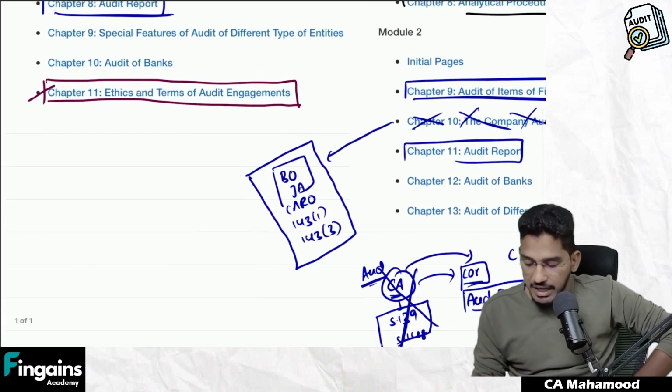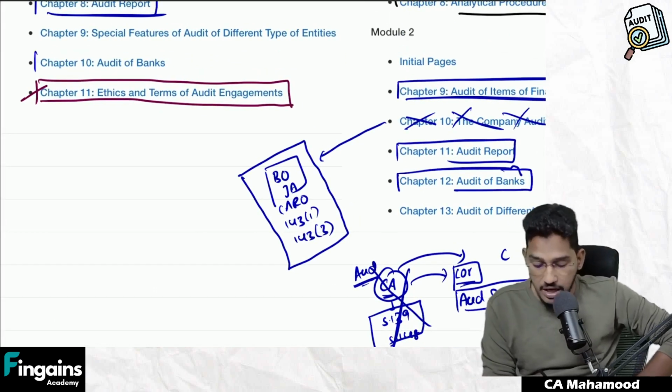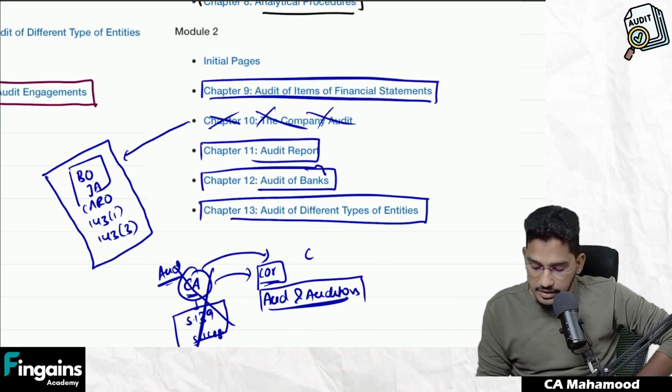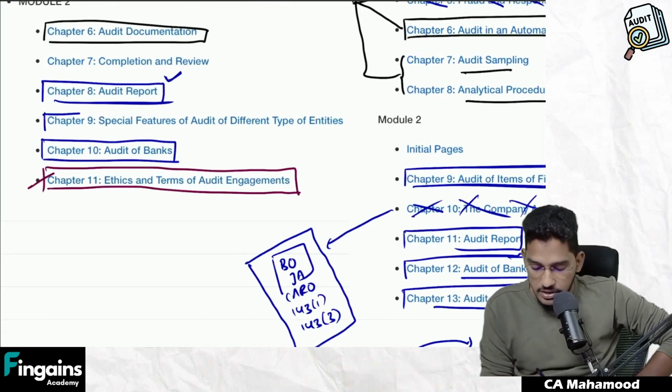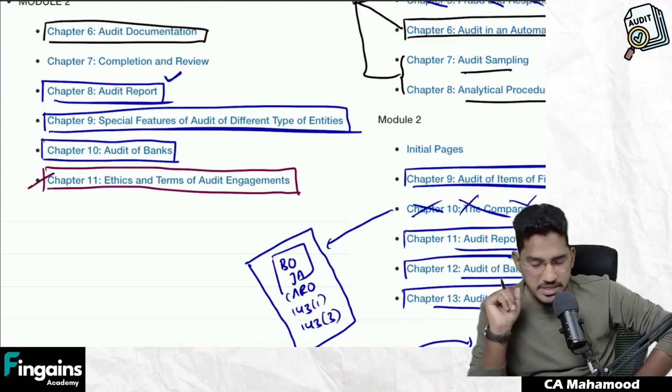Next one. Then we have audit of banks under the old scheme. That chapter remains the same. Under the new scheme also we have the same chapter, audit of banks. Then we have audit of different types of entities. That chapter is also still there. Special features of audit of different types of entities: content-wise it is going to be the same.